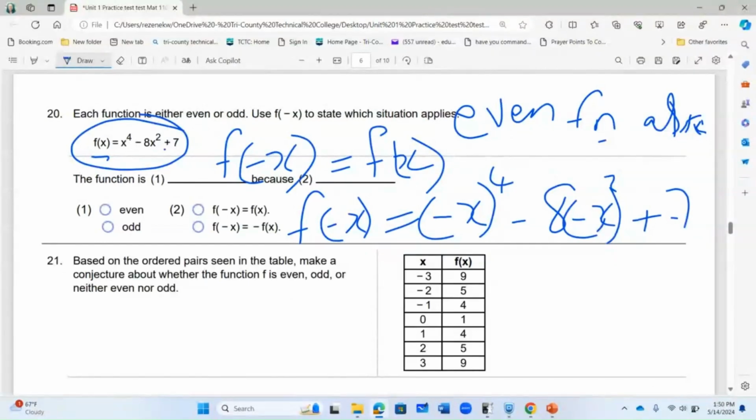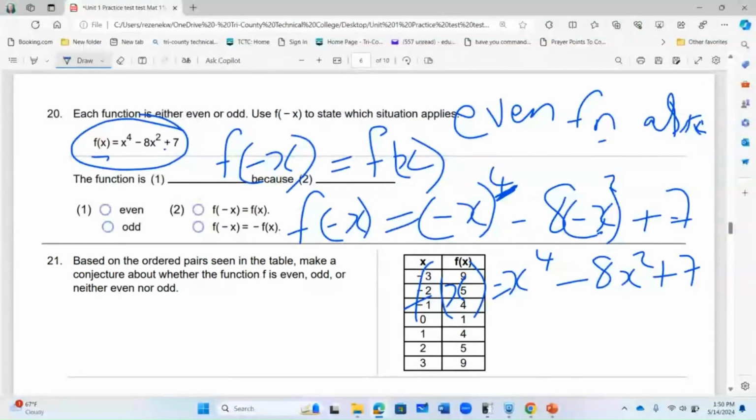Okay, when I evaluate, the exponent is even, so the negative there doesn't really matter. This is even also, so I have negative 8x squared, and this is 7. Therefore, f of negative x gave me the original function, which means this function in number 20 is even and has y-axis symmetry.